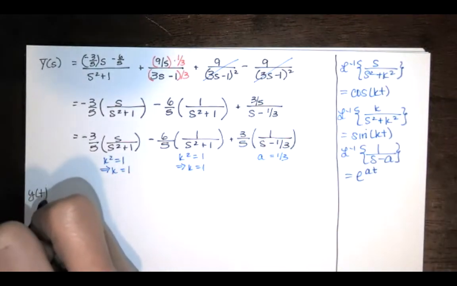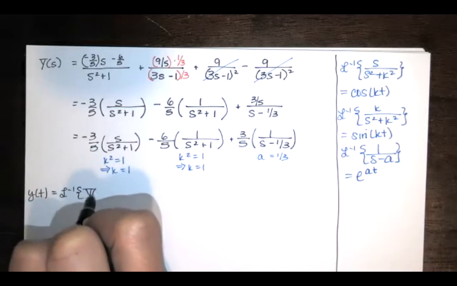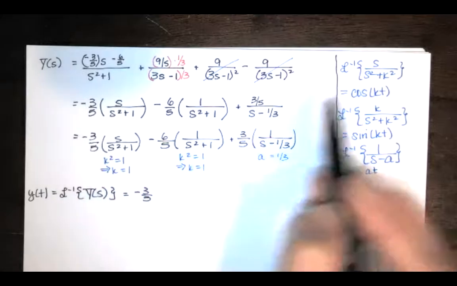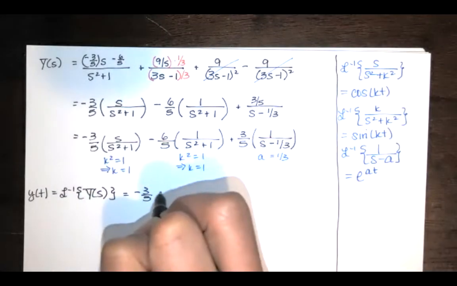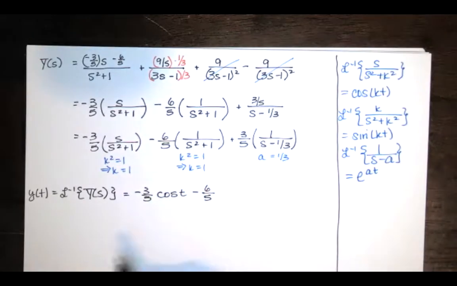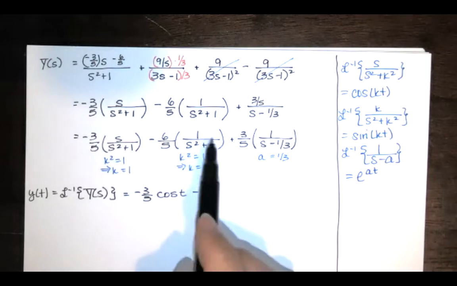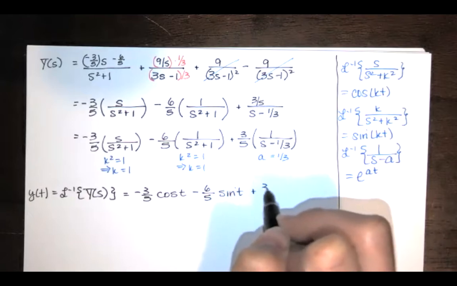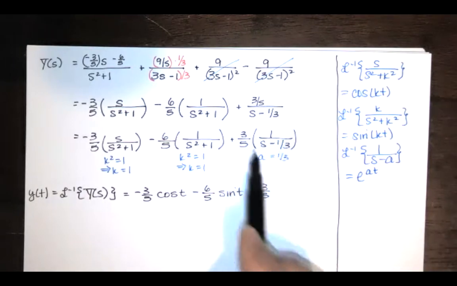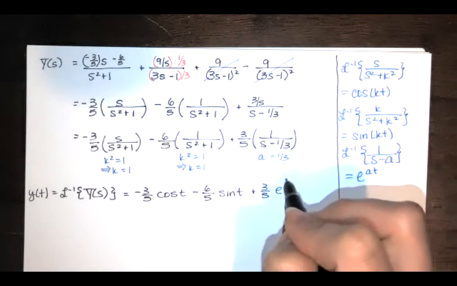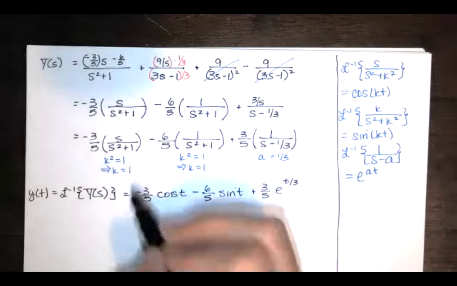So y of t is the inverse transform of all of this. So we have -3/5 times the inverse transform of this piece, which is cosine of kt with k equals 1. So cosine of t. Then we have -6/5 times the inverse transform of this piece, which is sine of kt with k equals 1. So that's sine of t. And then we bring the 3/5 down and we get the inverse transform of this piece, which is e to the at, where a equals 1/3. So it's e to the 1/3 t, or if you prefer, you can call that t over 3. So that is our y of t.